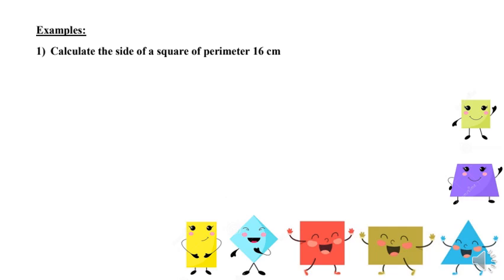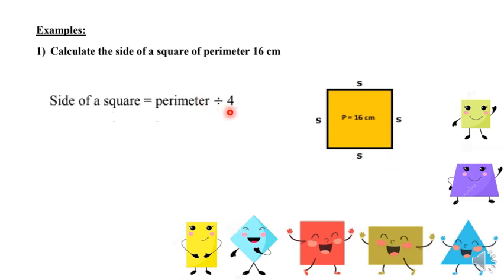Let's make an application. This is the application example. Calculate the side of a square of perimeter 16 centimeters. If you look here at the yellow square, the perimeter is 16 centimeters. It means the length of all the sides together is 16 centimeters. So can you find the length of one side? Yes, so the side is the perimeter divided by 4, 16 divided by 4 to give me 4 centimeters. So this one is 4, this one is 4, this one is 4, and this one is 4. If you multiply 4 times 4, it will give me the perimeter, which is 16.